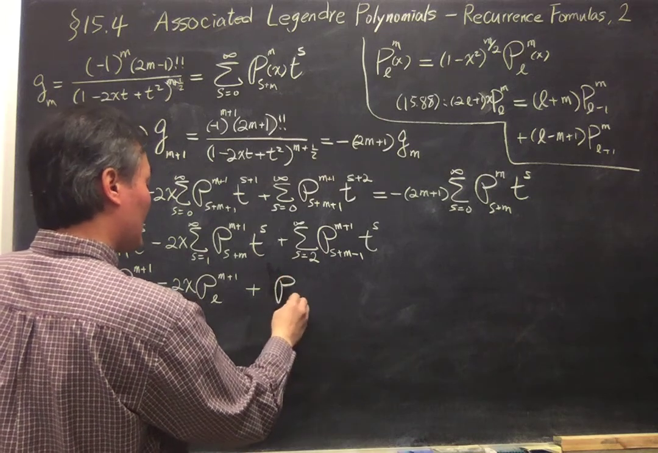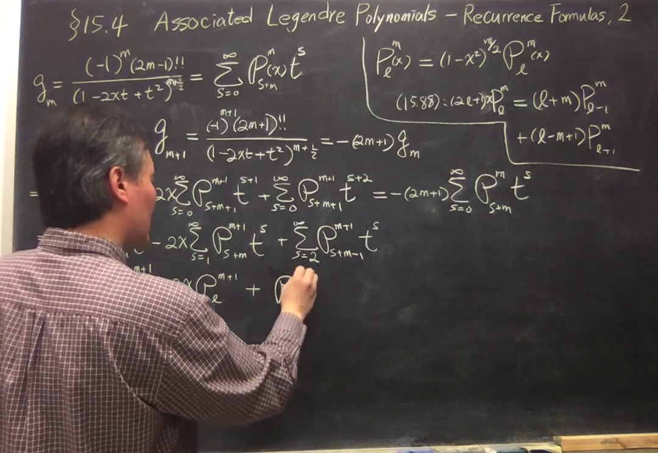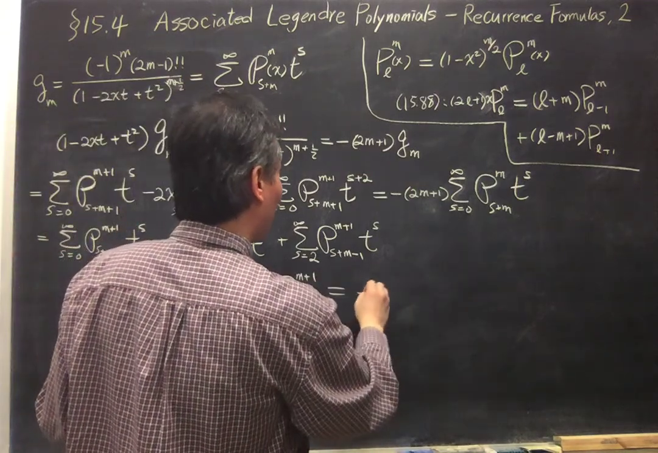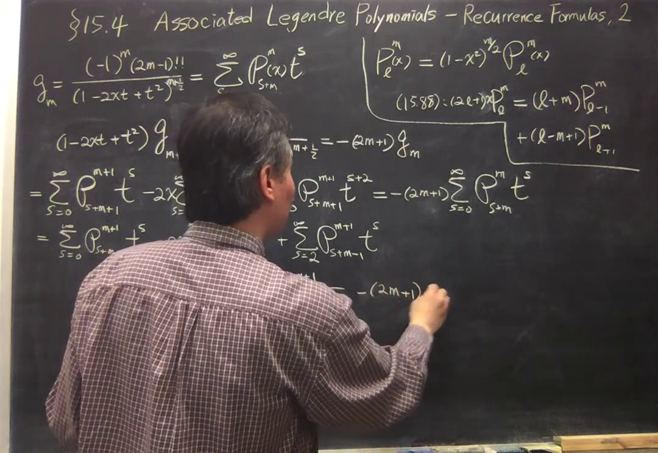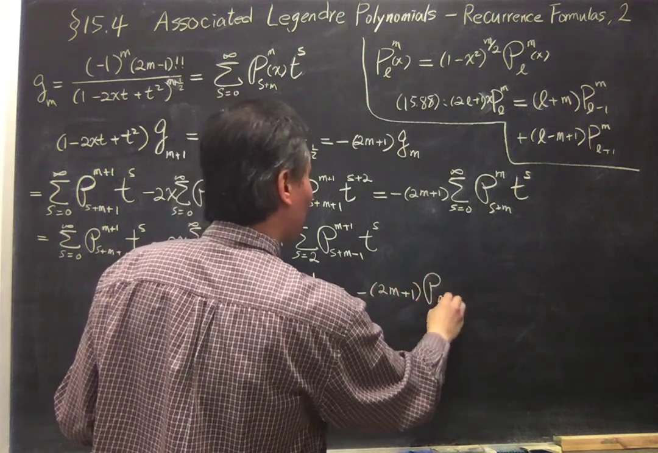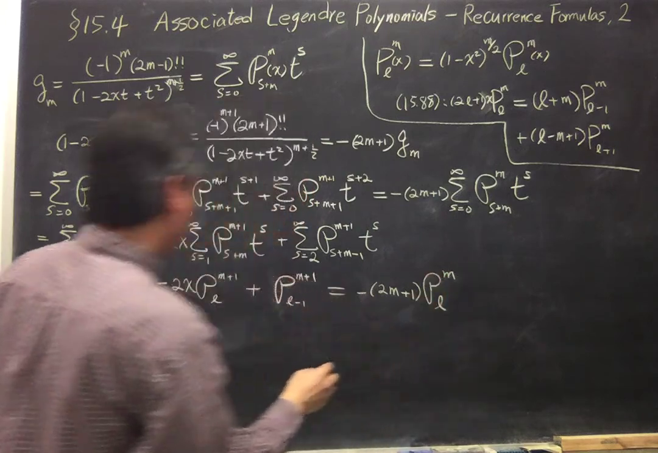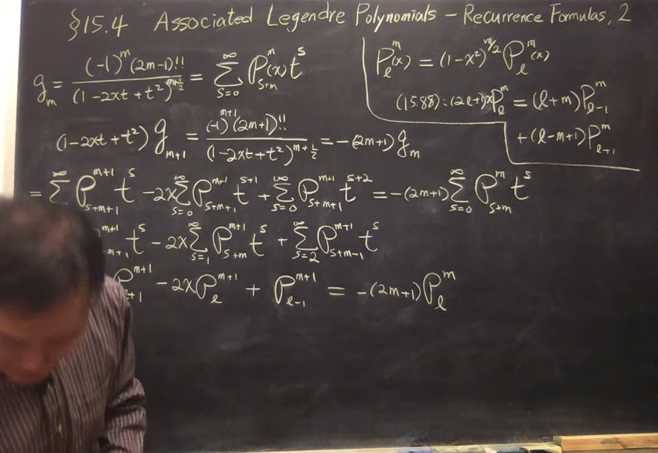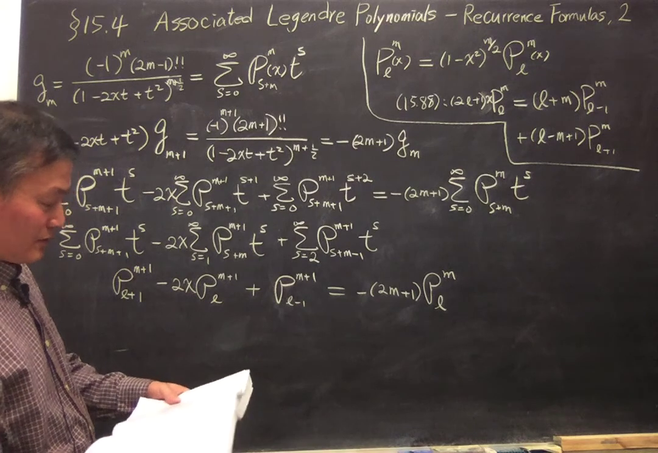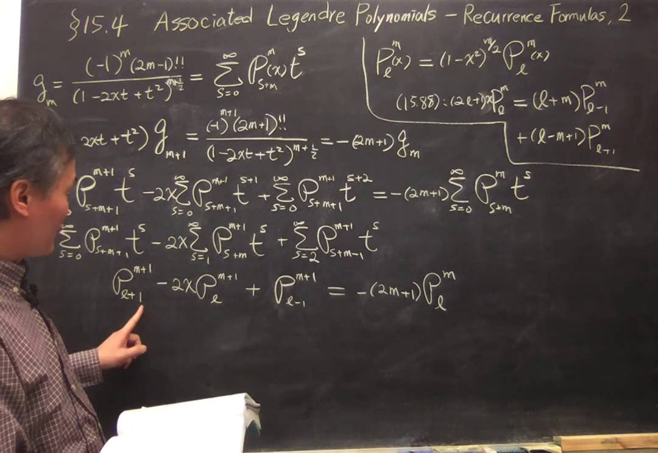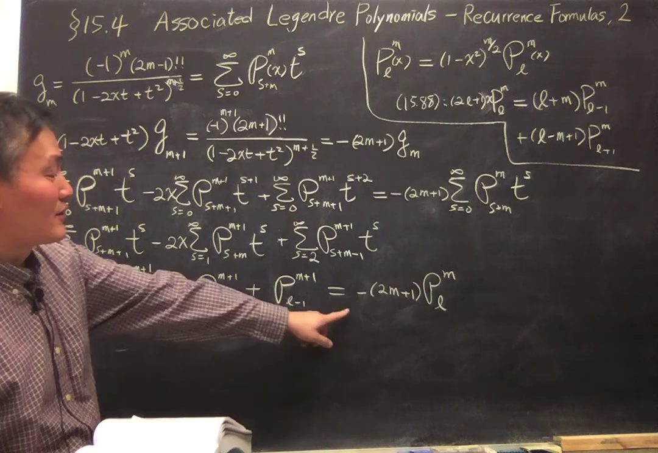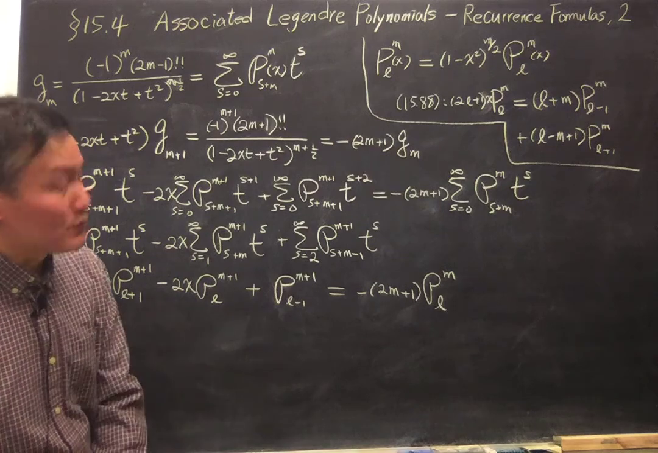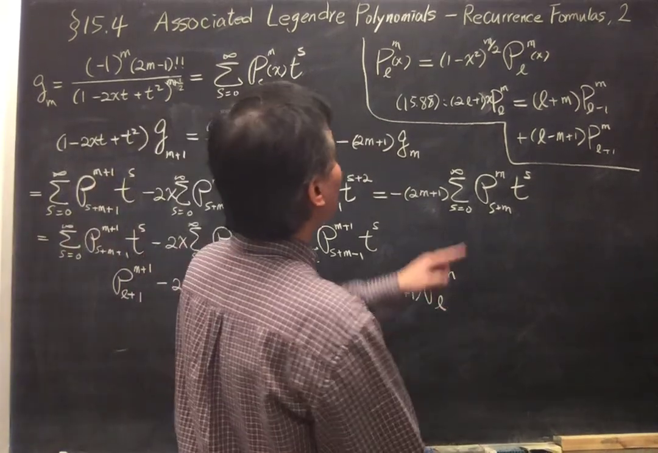Just P_{l-1}^{m+1}. Okay, that equals minus (2m+1) P_l^m. So this is before you get to the associated Legendre function. This is the associated Legendre polynomial. This is that. And now in order to get to the associated Legendre function, you use that.